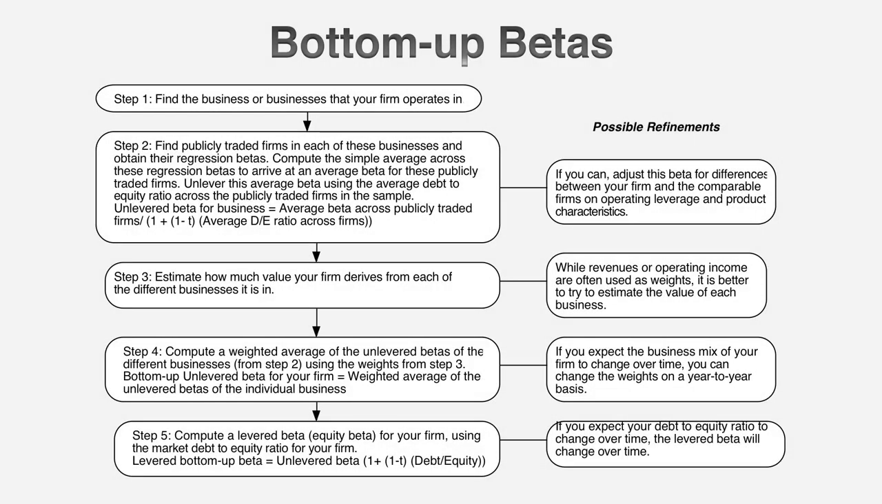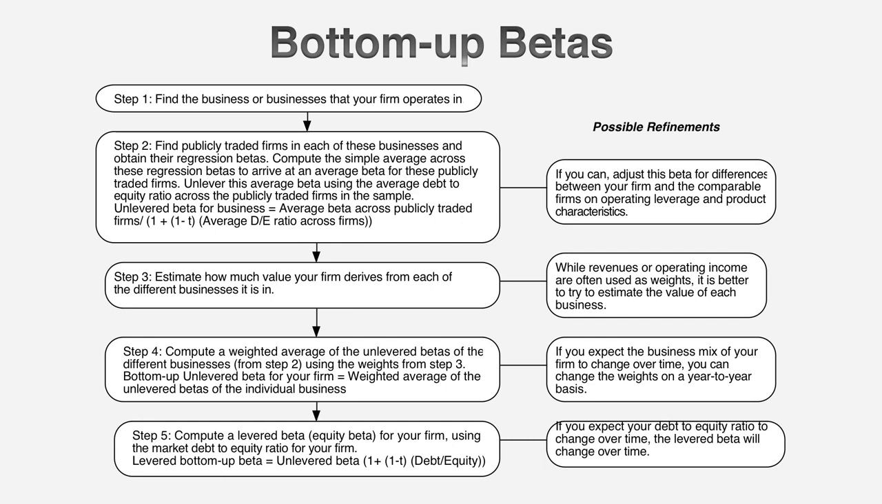Now I'm actually going to use this as my building block for an alternative to regression betas. I call these bottom-up betas, but don't get thrown off by the terminology. Here's what I'm going to do. Let's say you're a company and you want me to estimate your beta. I'm going to start off by asking you a question. Tell me what business or businesses you're in. So let's play along. Let's assume you tell me you're in the steel and the chemical business. I'll say I'll be back tomorrow.